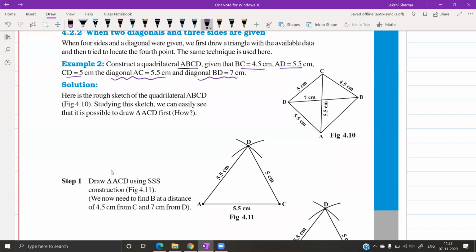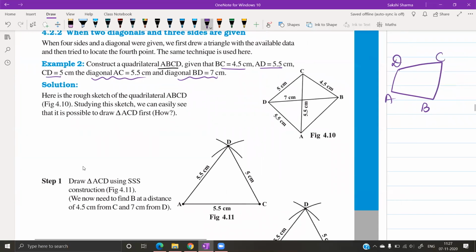If I had to draw a rough sketch, I would simply draw a quadrilateral ABCD, a 4-sided figure, and then I would write down the measures of the sides. AB is not given to me. Other than that, I have the remaining 3 sides. BC is 4.5 centimeters. CD is 5 centimeters. And then AD is 5.5 centimeters.